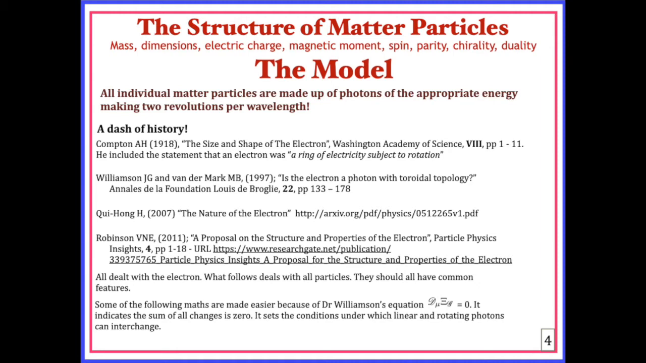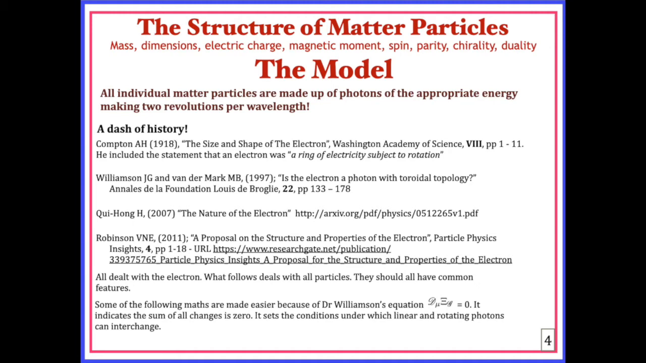They were able to make some useful predictions, some of which I incorporate in this presentation. Other authors, including myself, concentrated on electrons as toroidal or rotating photons. But there's a lot more to the universe than electrons. I moved on to look at the properties that all particles would have if composed of rotating or toroidal photons. A direct result of all particles being made from photons is they should have many features in common. And this presentation deals with that commonality.